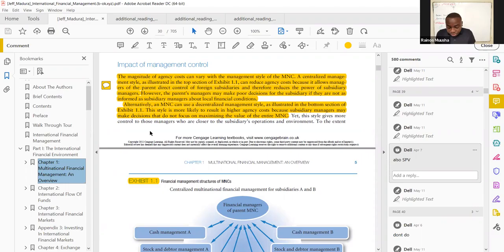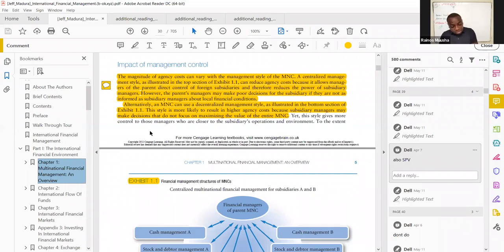So which means with a decentralized system, they say, alternatively, a multinational corporation can use a decentralized management style as illustrated in the bottom section of Exhibit 1.1. This style is more likely to result in higher agency costs because subsidiary managers may make decisions that do not focus on maximizing the value of the entire multinational corporation. So you're basically saying that you are giving the different managers from the different subsidiaries the autonomy to be able to make decisions as well.